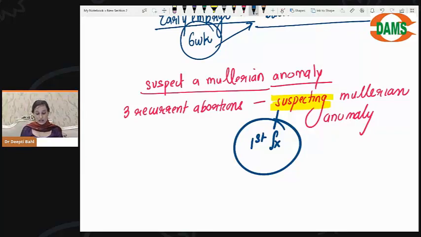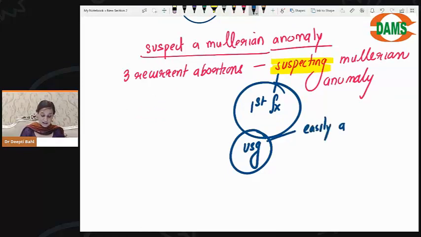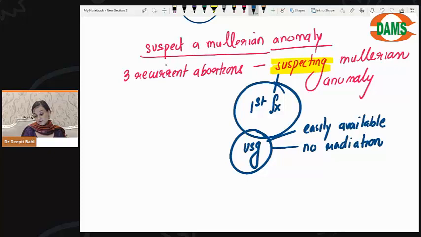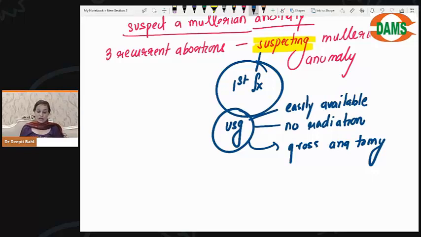What are we advising? So the first investigation always should be a routine ultrasound. Why always? It is easily available, there is no radiation exposure, gives an idea about gross anatomy, right? So this is the reason why the routine ultrasound is going to be the first investigation.